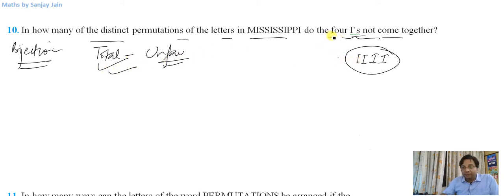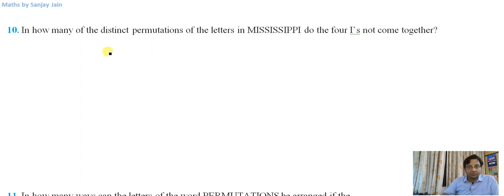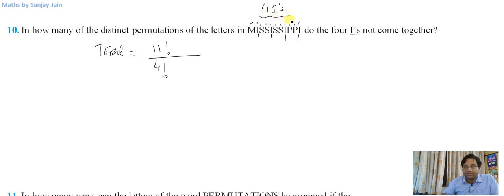To find the number of arrangements when four I's do not come together, what is the total number of arrangements? This is 1, 2, 3, 4, 5, 6, 7, 8, 9, 10, 11. So 11 factorial divided by how many I's are there? 1, 2, 3, 4 I's. So I'll have to divide it by 4 factorial because these are alike, right?